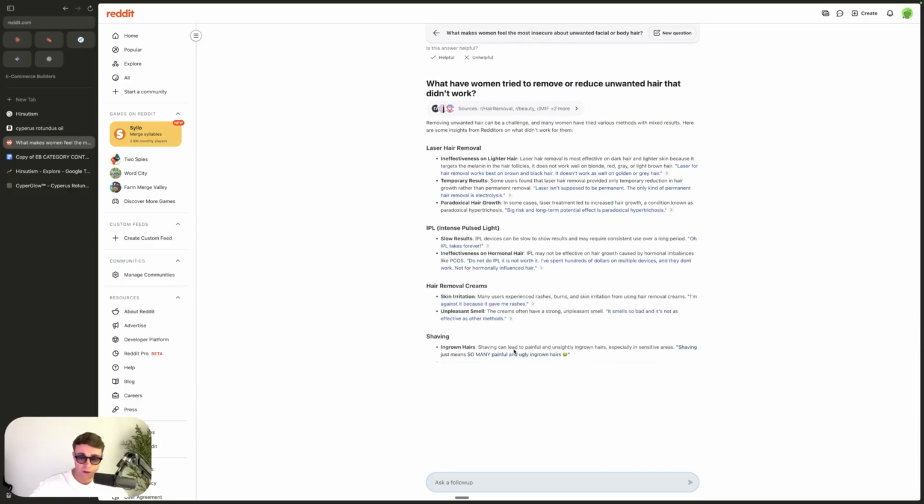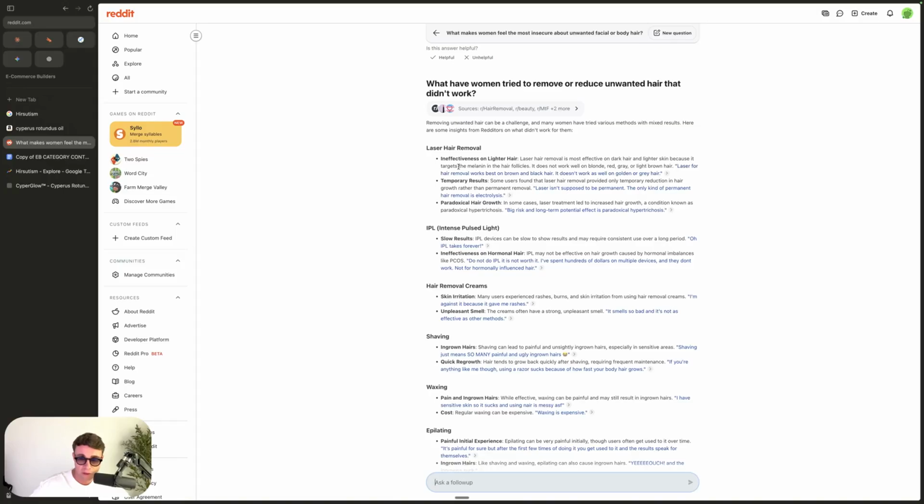So you can see here, we have laser hair removal, ineffectiveness on lighter hair. And it's saying laser hair removal is most effective on dark hair and lighter skin because it targets the melanin in the hair follicles. It does not work well on blonde, red, grey, or light brown hair. Laser for hair removal works best on brown. Okay, that's really good stuff. Temporary results. Some users find that laser hair removal provided only temporary reduction in hair growth rather than permanent removal. And then we've got a user saying laser isn't supposed to be permanent. Okay, this is good as well.